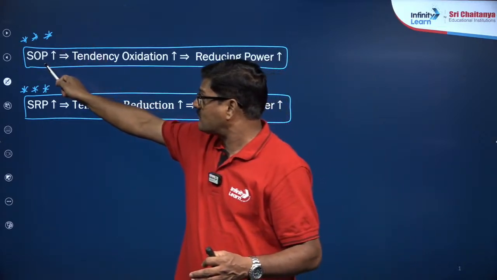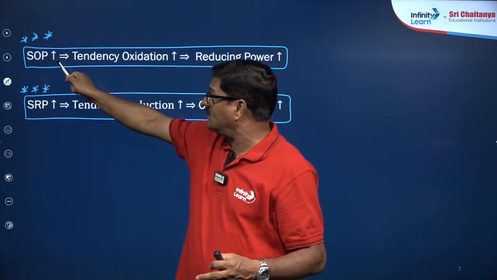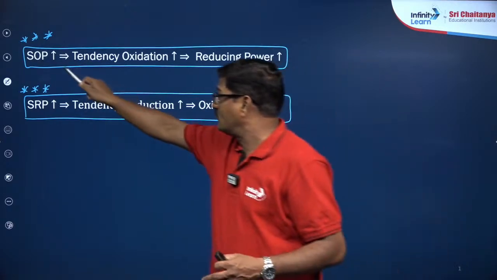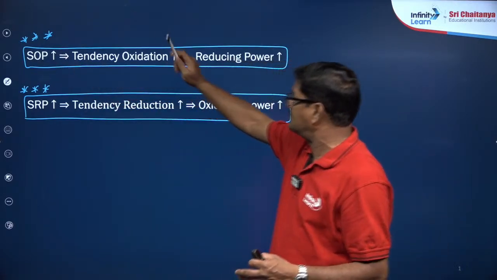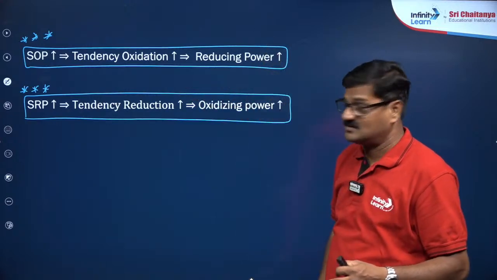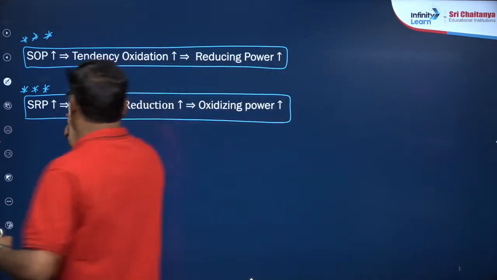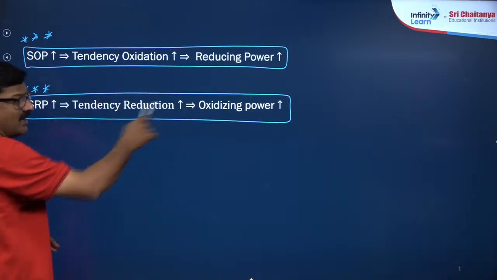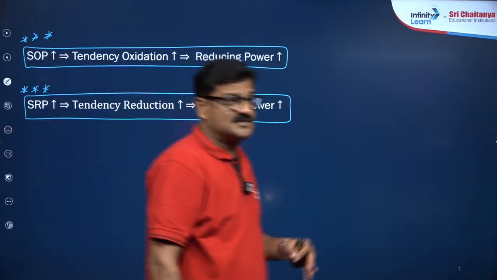For every metal, as the SOP value, the mathematical value, increases, the tendency of oxidation increases, so reducing power increases. Whose SRP value is bigger, its oxidation power is bigger. So like that, a simple trick.